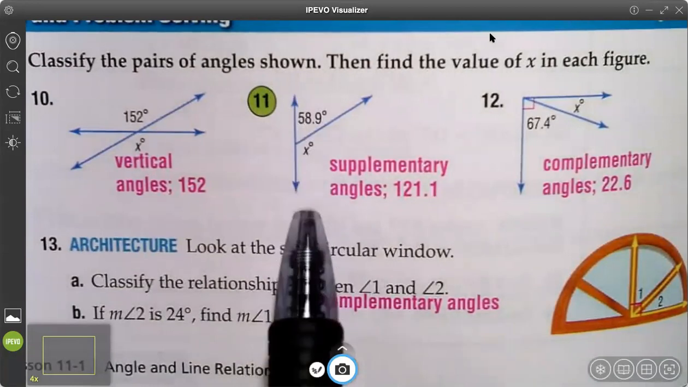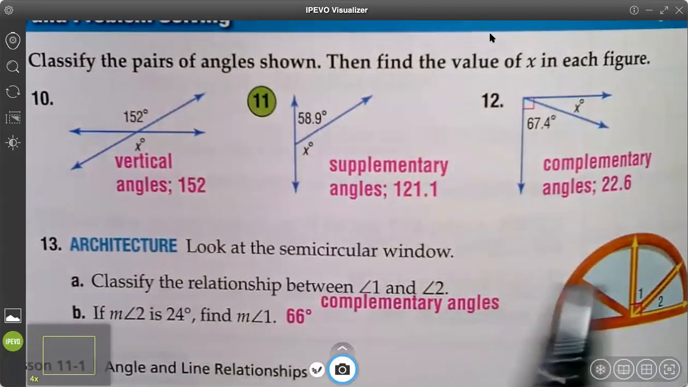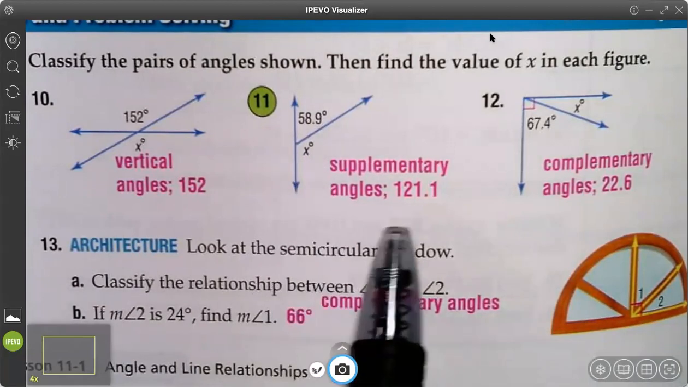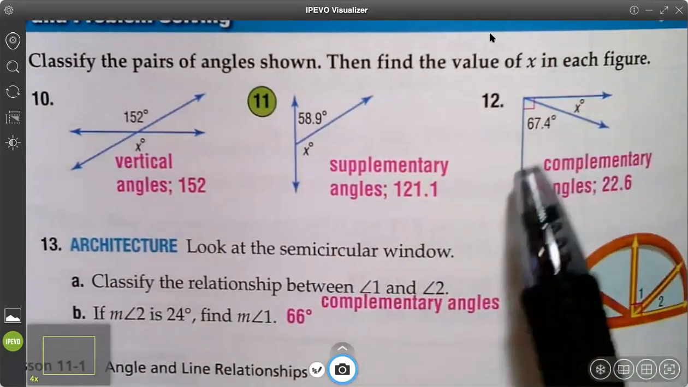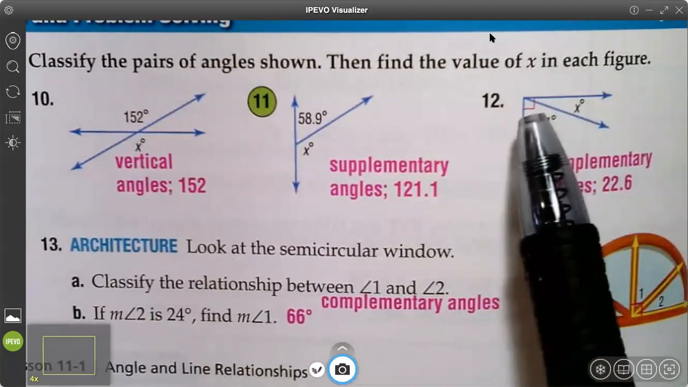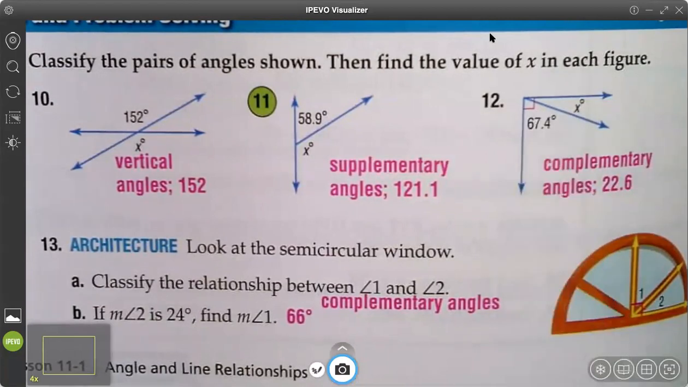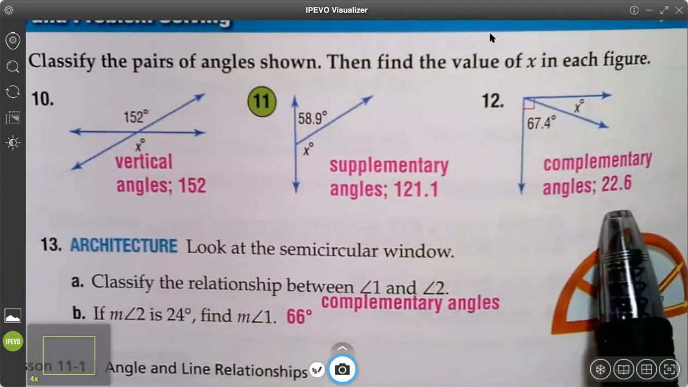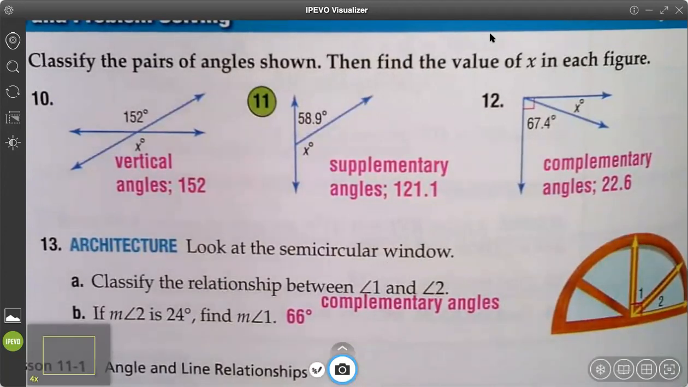Here we have two angles which form a straight line. They're supplementary, so 180 minus 58.9 equals 121.1. Here we have two angles. When you add them together, you get 90 degrees. So that makes them complementary angles, and 90 minus 67.4 equals 22.6.